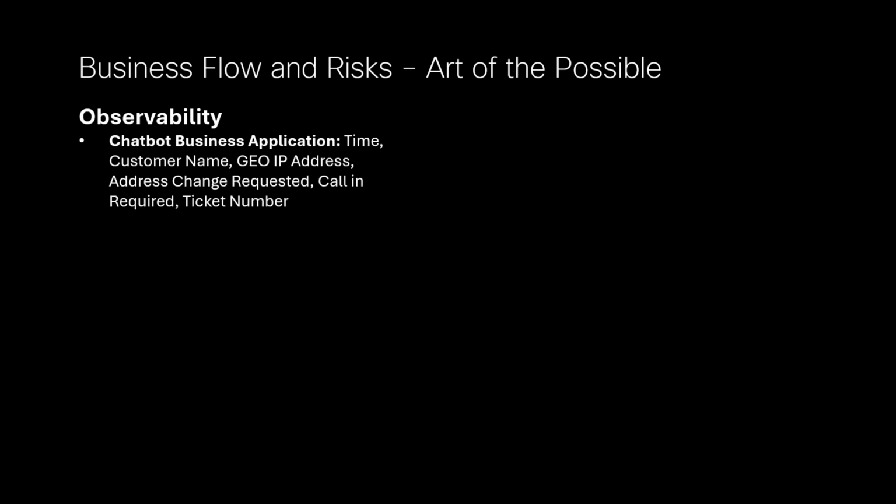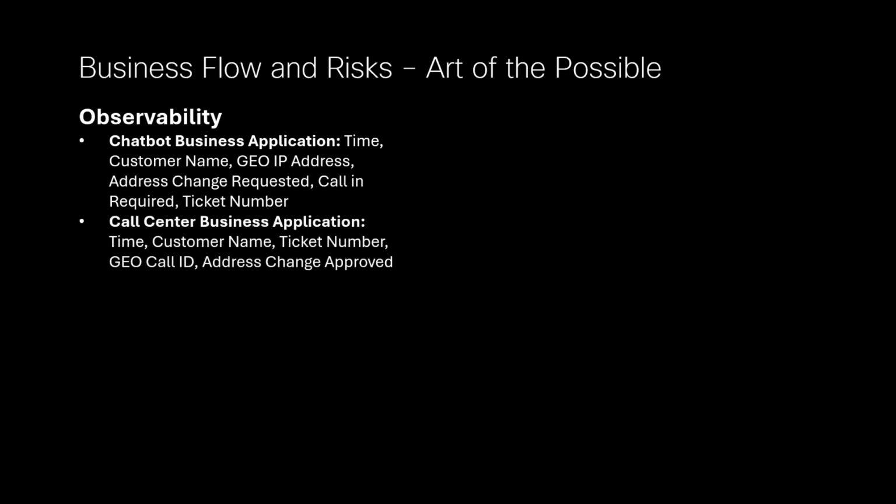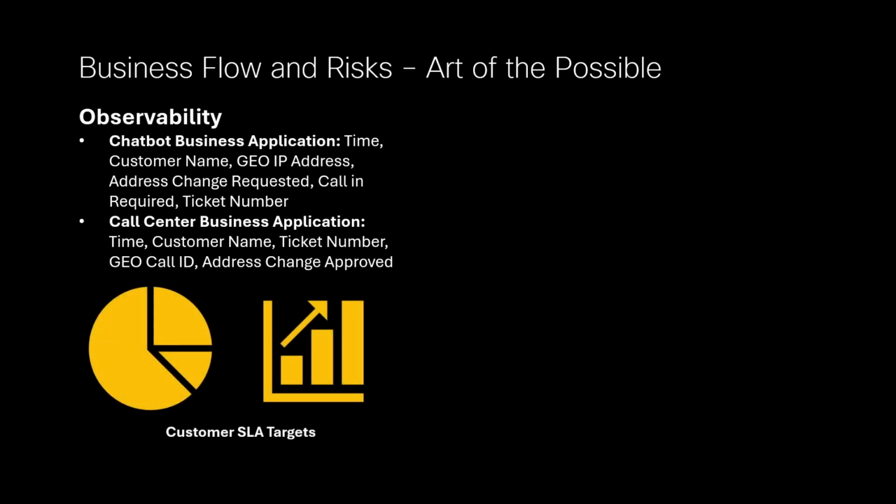So here's where observability comes in. Observability might track the chatbot application: time, customer name, GeoIP, address change requested, call-in required, and the ticket number. And the call center business application might have things like time, customer name, ticket number, geo, caller ID, and address change approved as the result. And a lot of this data is meant for the organization to maintain SLAs.